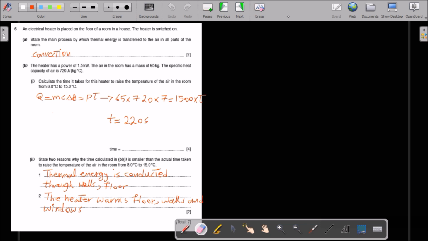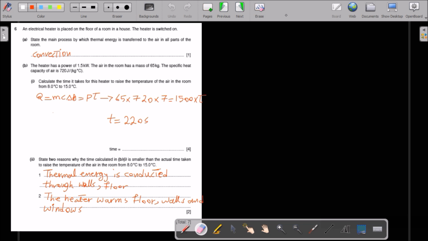Calculate the time it takes for this heater to raise the temperature of the air in the room from 8 degrees Celsius to 15 degrees Celsius. We know that thermal energy or heat is equal to m c delta theta, which is equal to P t, power times time. So in this question, the examiner mentioned power, that's why instead of Q you can write P t. So if you substitute numbers, you can get time 220 seconds.